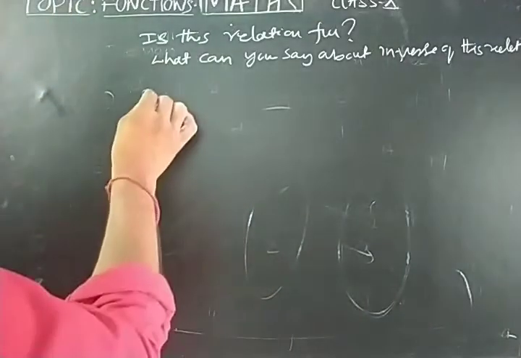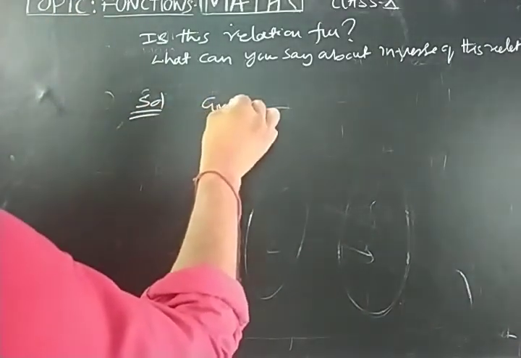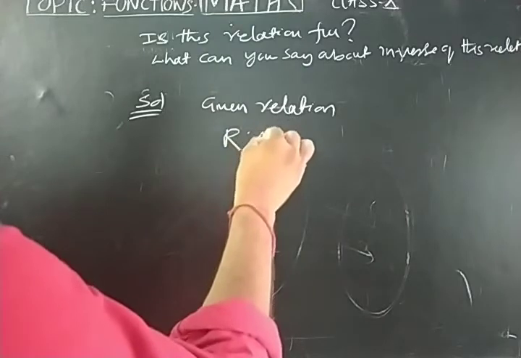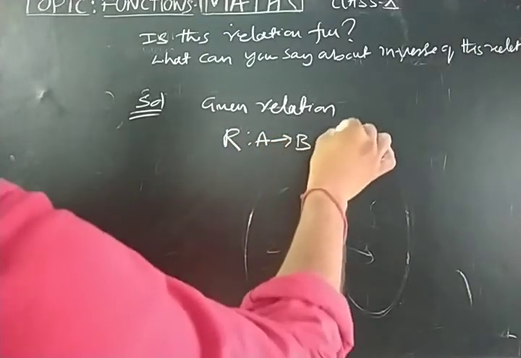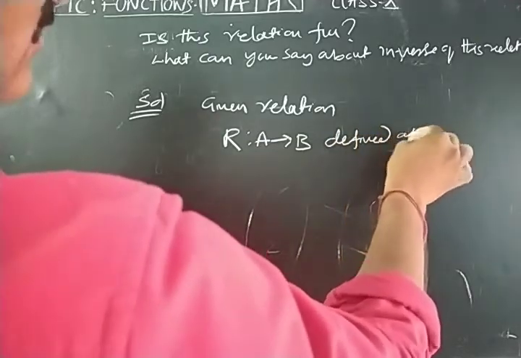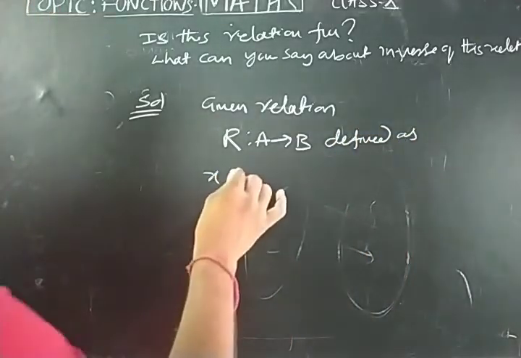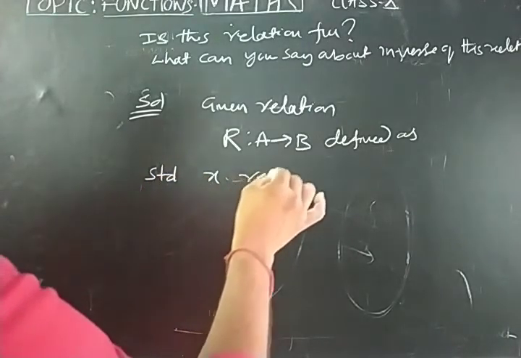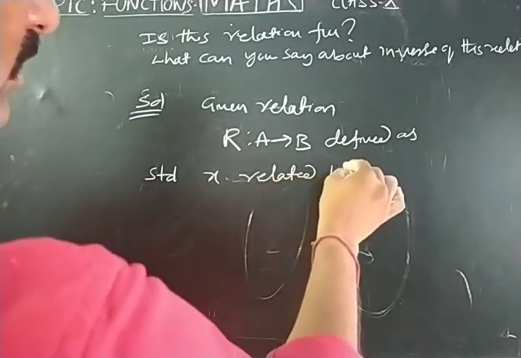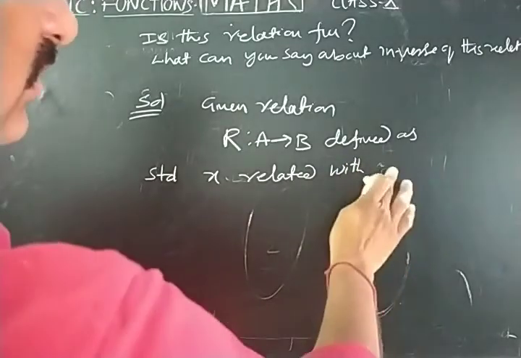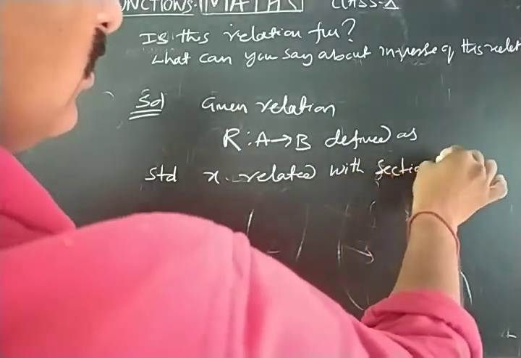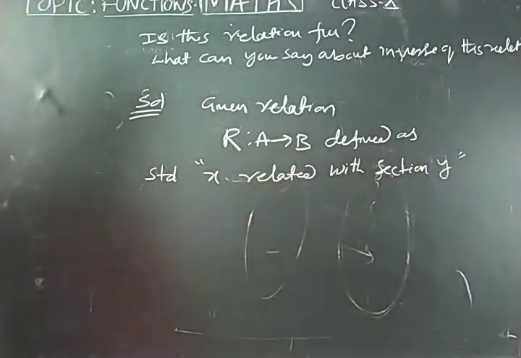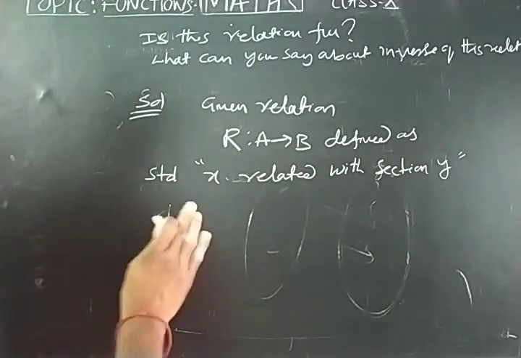Given the relation, now write the solution. How to write it? The given relation R from A to B is defined as student X is related with section Y. This is the relation. So clearly this is a function.